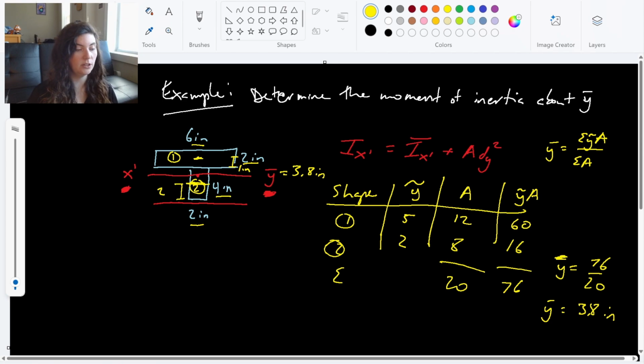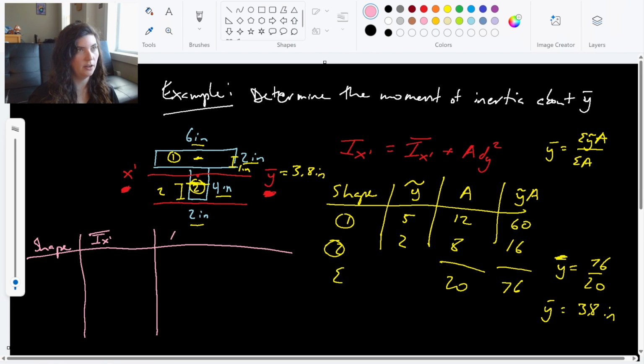So now that we have that, we can go ahead and set up a table with all of our moment of inertia stuff that we need. I'm going to make myself another table over here where I have the same shapes I'm using. But now I just need a little bit different information, right? So I'm going to need I x prime bar. I'm going to need the area, which I can just pull straight off of my last chart. So for 1 it was 12, for 2 it was 8. That's easy.